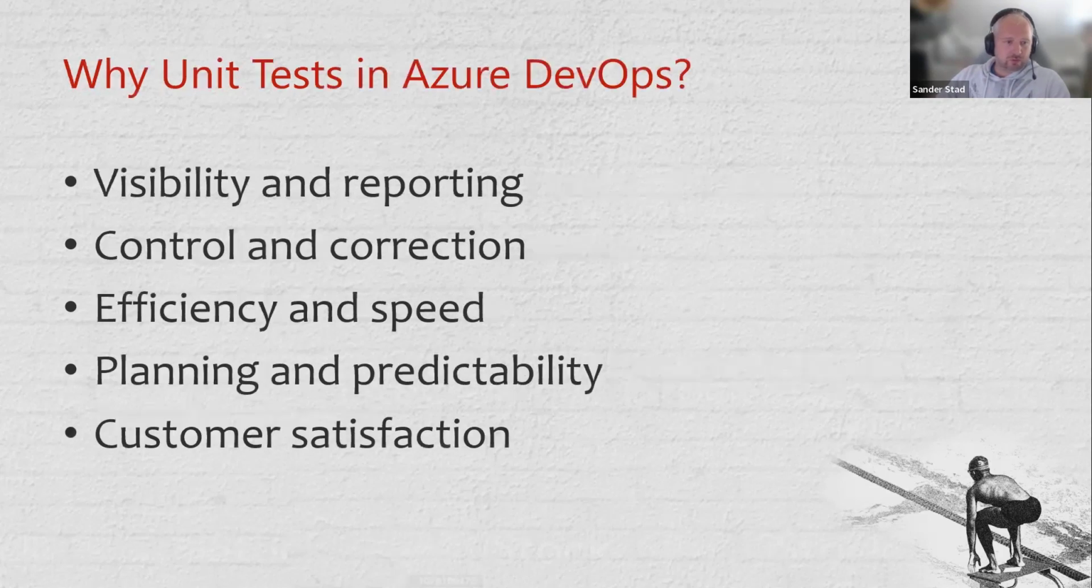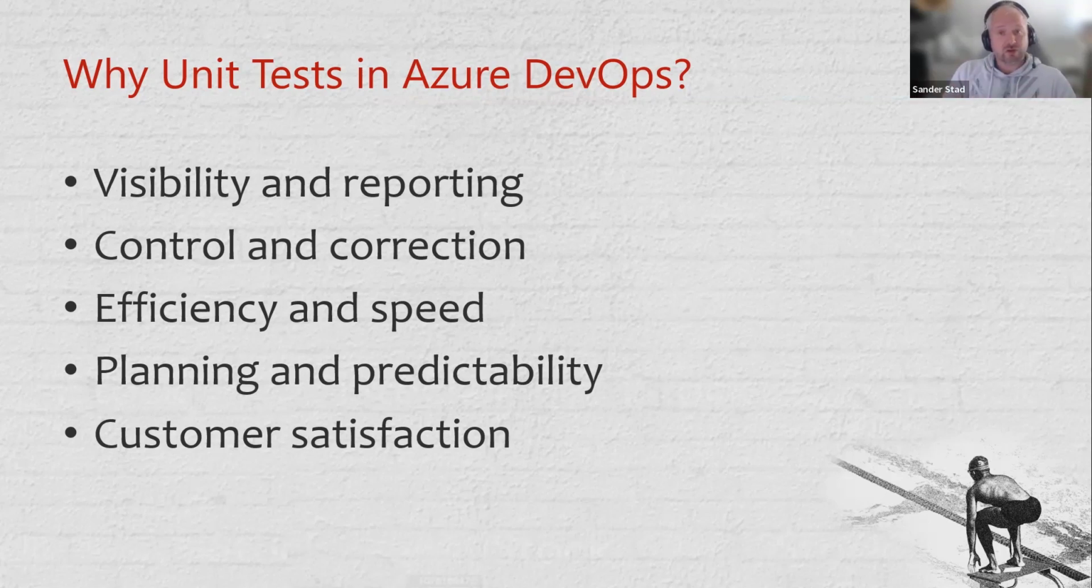So why would you do any unit testing in Azure DevOps? First of all, it improves your visibility and reporting. You can visually see where your deployment went wrong. You can see which tests actually failed or were successful, and you can report that to your team or to management to make sure they know all about it.